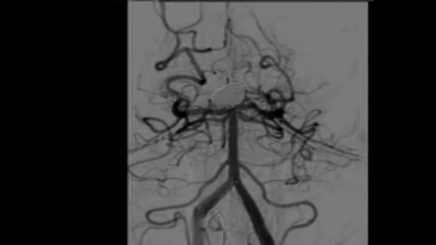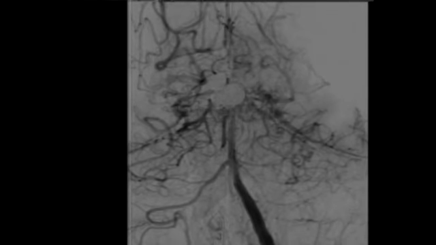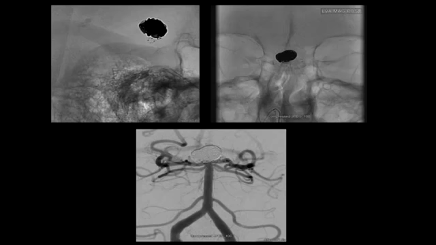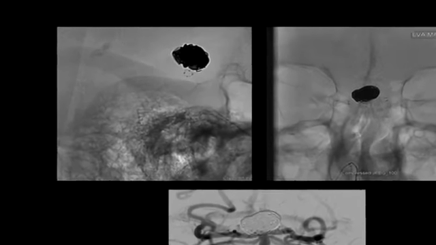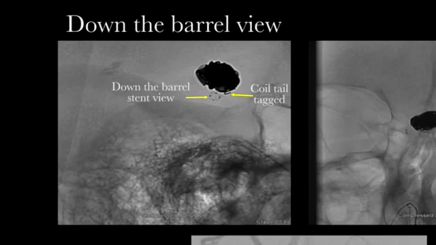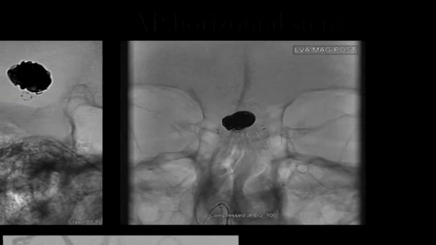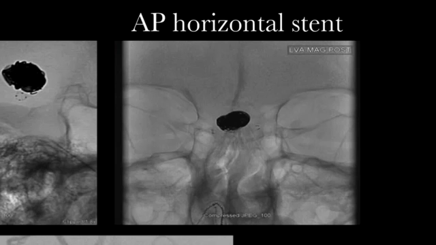Finally, on the left vertebral injection, we can see that the aneurysm is completely coiled and the stent is deployed from the left internal carotid artery. On this slide, we can see a sagittal view of the coil tail that is being tacked by the stent into the coil mass, and we can see the down-the-barrel view with the same perspective we had with the balloon, through the stent. On the AP projection, we can see the horizontal stent crossing from one PCA to the contralateral PCA, spanning the neck of the aneurysm.